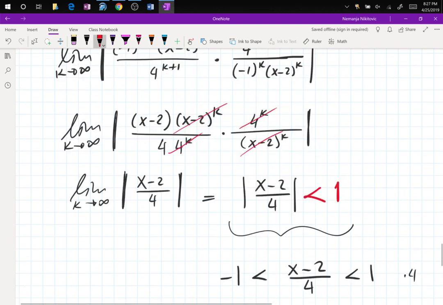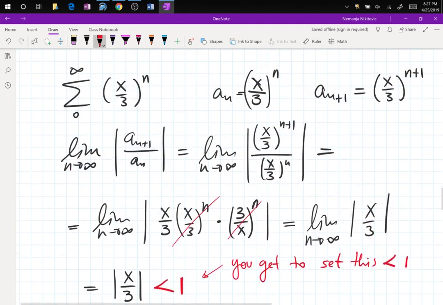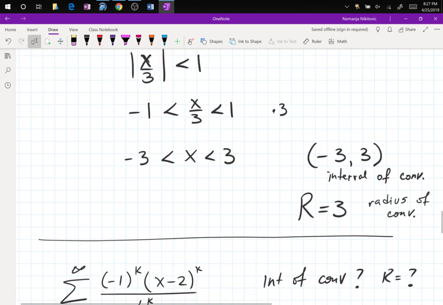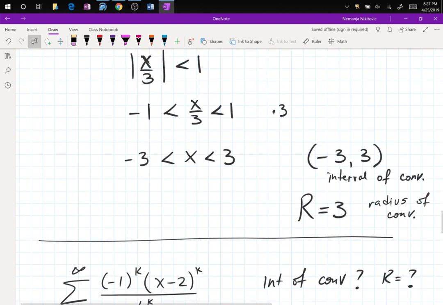Now, let me ask you, where is this one centered? At 0, because it's x minus 0, right? What's in the center of the interval negative 3 to 3? 0, right?